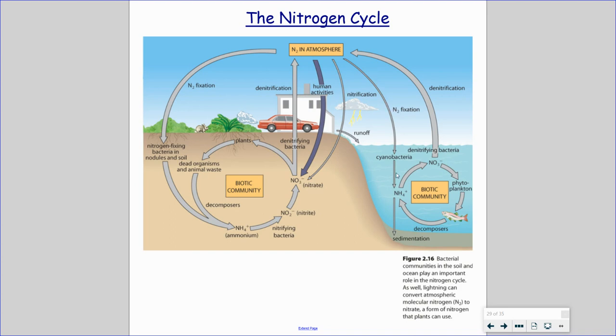Right here, cyanobacteria to ammonia to sedimentation. When you see sedimentation, we're creating some sort of rock. That means it's going to be part of the slow cycle. You'll notice here that human activities is also listed as an impact because you have to remember we release a lot of nitrogen when we burn anything in factories, or when we use fertilizers because nitrates are found in fertilizers. Okay, and we're going to get into that a little bit more here shortly.